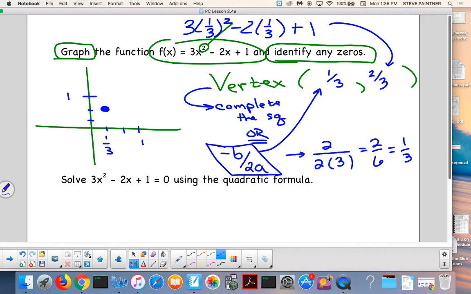Graph the function and give me any zeros. Which way does this parabola go? How do you know it's up? Positive 3. It's got to go up, up on the right, up on the left. Okay, where are my zeros? No, zeros are what x values will give you 0 for y. There's not, right? Do you guys see anywhere on here where it hits the x-axis? No. So no what? No zeros.